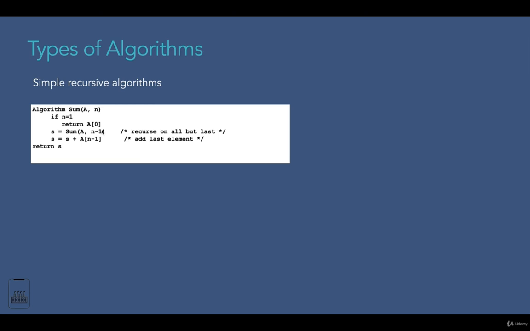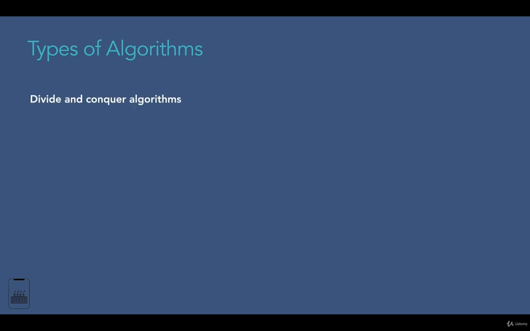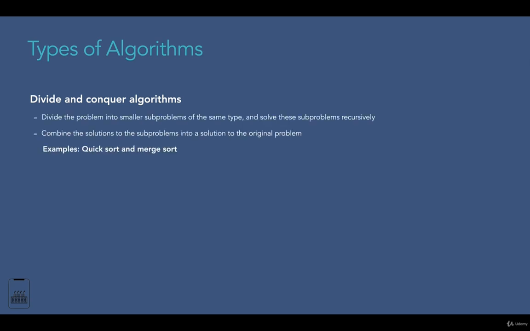The next type of algorithm is divide and conquer algorithms. This type of algorithm consists of two parts. The first part divides the problem into smaller subproblems of the same type and solves these subproblems recursively. Then it combines the solutions to the subproblems into a solution to the original problem. Traditionally, an algorithm is called divide and conquer if it contains at least two recursive calls. Quicksort and merge sort can be examples of divide and conquer algorithms.